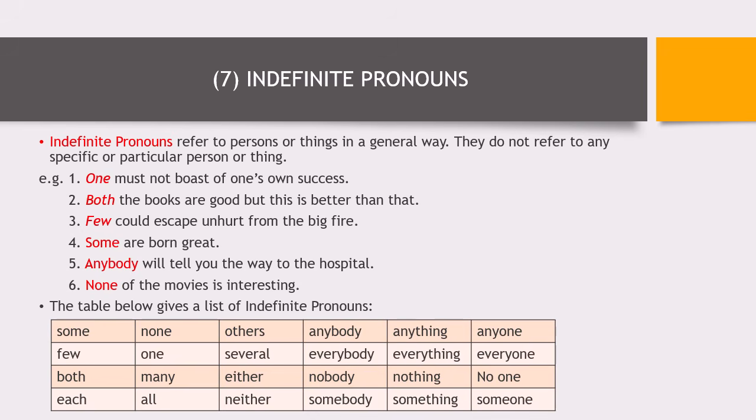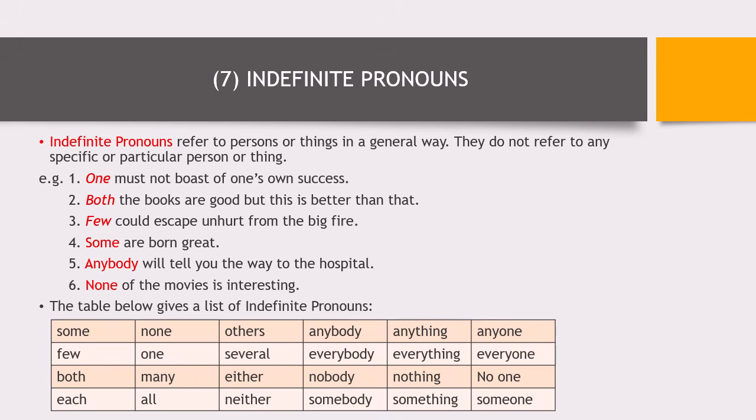Indefinite pronouns. Indefinite pronouns refer to persons or things in a general way. They do not refer to any specific or particular person or thing. Example: 1. One must not boast of one's own success. 2. Both the books are good, but this is better than that.